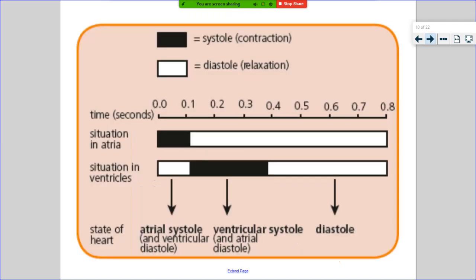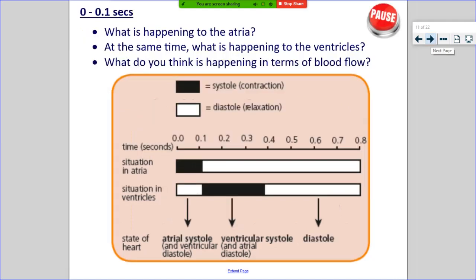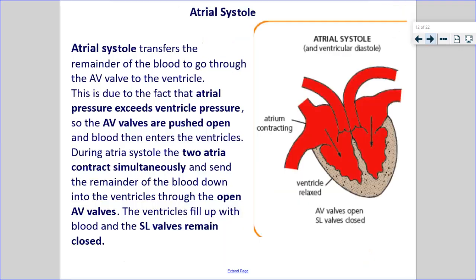So just in a bit more detail, we're going to have a look first of all at 0 to 0.1, which is atrial systole, or contraction of the atria. So pause the video, have a look at the diagram, and have a think about those three questions. What do you think is happening? So let's see if you were correct.